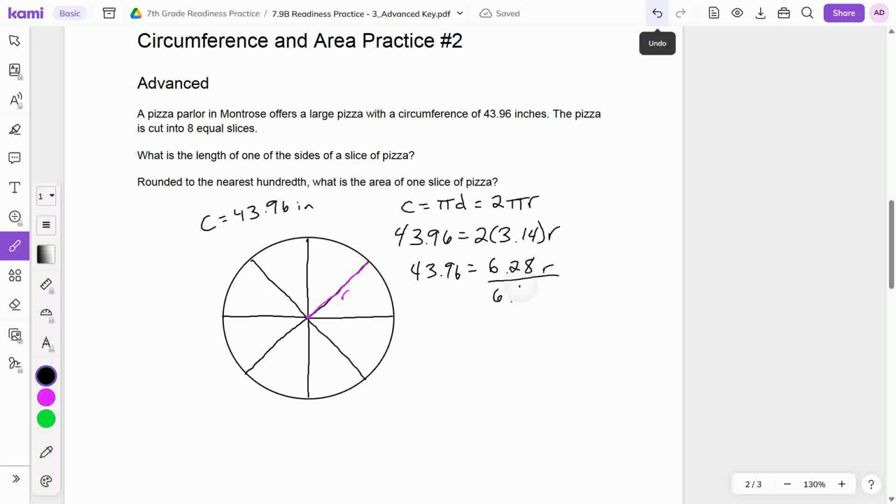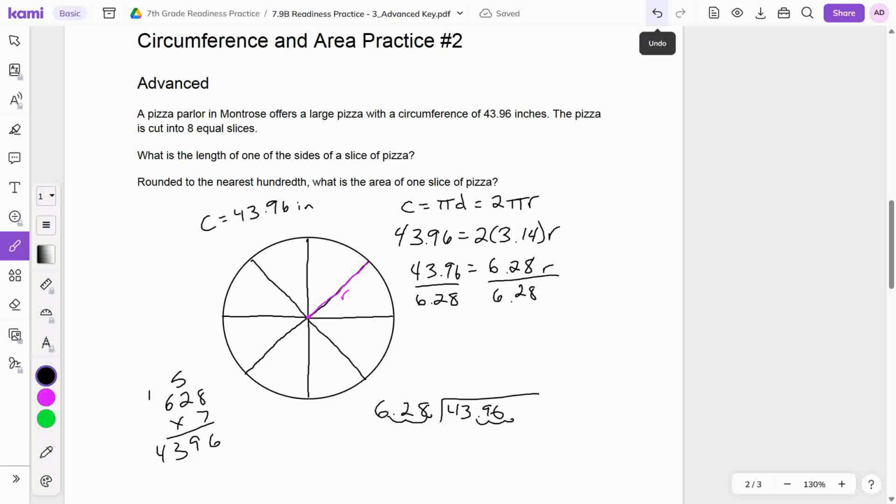All right, so let's divide both sides by 6.28. Do a little long division. 43.96. Multiply both sides by 100 to get rid of that decimal. So 628. I'm wondering if it can go in 7 times. I think that might be a little bit too big. Let's try 628 times 7. Sometimes you have to guess and check. 6, that's 14, that's 19, 42, 43. Oh, that's perfect.